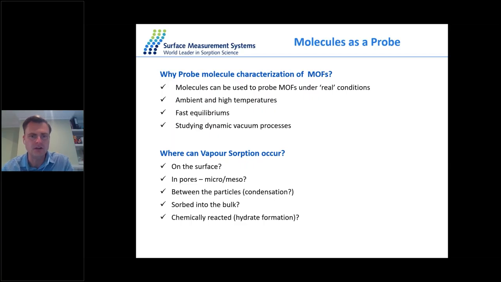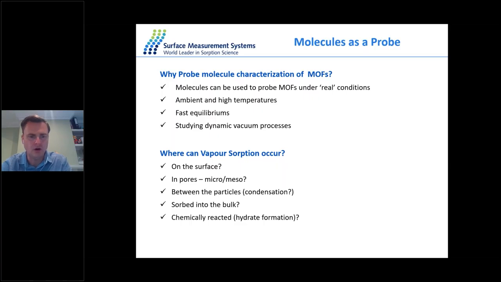So one of the reasons is now to offer these absorption measurements. We can actually look at the stability of MOFs, in particular in the presence of humidity, which is very critical for the stability of these materials, and also when they're exposed, let's say, to CO2. We don't want the MOFs to change their structures. So the probe molecules provide information at ambient and high temperatures. We can also look at phase equilibrium and study dynamic processes.